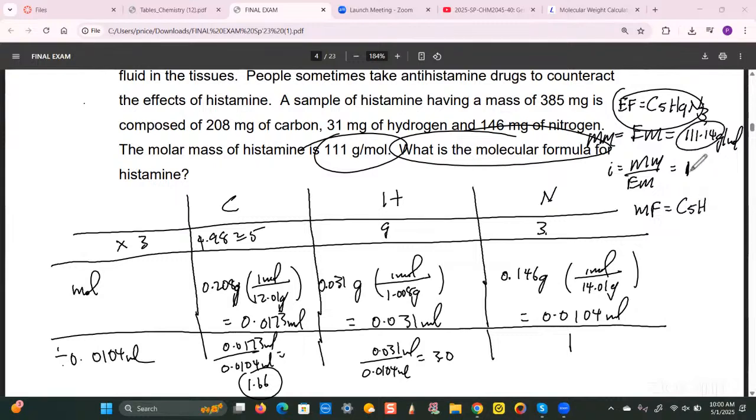How do you tell that? Because the empirical mass is 111.14, and the molar mass is 111. Oh, it gives you that. Exactly. Yeah, they gave you this, that's the molar mass. So therefore, the molecular formula C5H9N3 will be the same as the empirical formula. And that would be the answer, right?